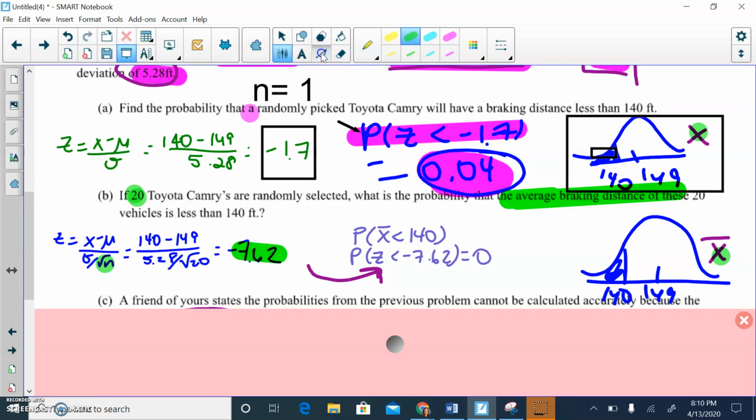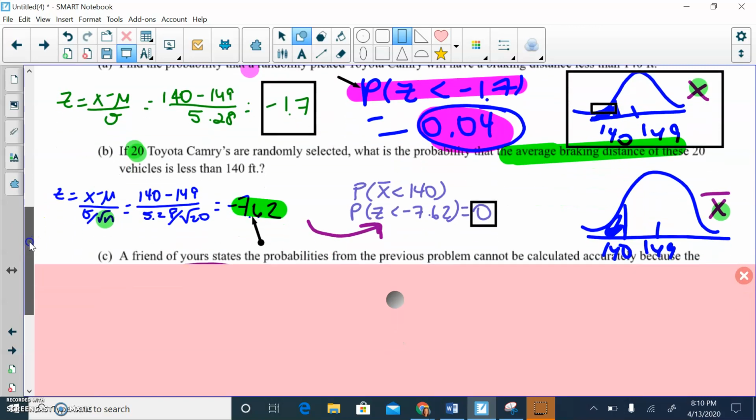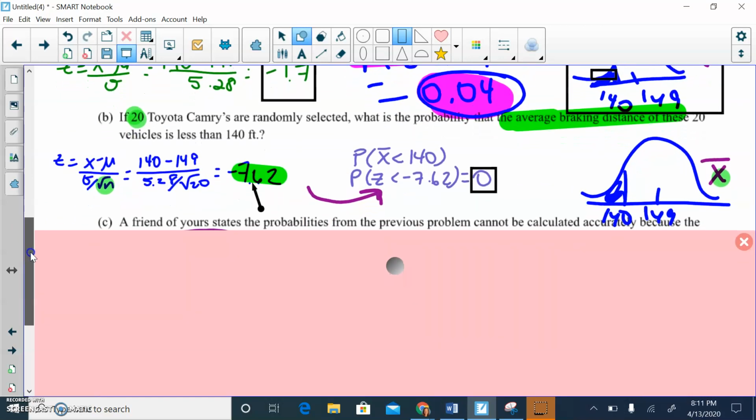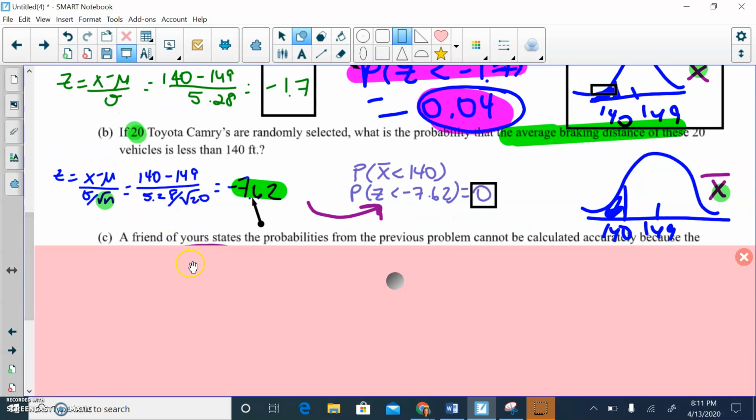Now when you see this, you should really think, wow, because we know that 99.7% of our data fall within 3 standard deviations of the mean. So if this is over 7 standard deviations from the mean, we know that that is very, very unlikely. We don't even have to plug it into a calculator. We know it's so unlikely that we're going to get 0 or something really, really close to that. But just for kicks, you can go ahead and norm CDF that, and you'll get that probability of essentially 0. Having 20 Toyota Camrys that stop in less than 140 feet on average is so unlikely if the true mean is indeed 149.